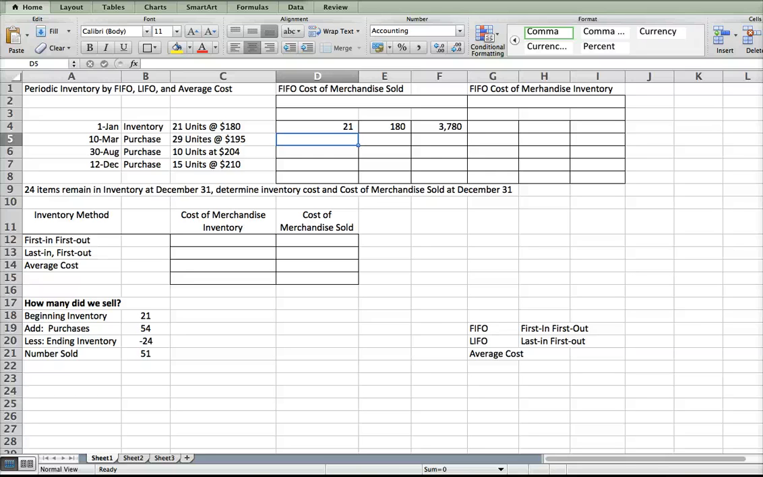Now let's look at 29. I need 30 more units, so all 29 of these have also been sold. Alright, that gives me 50 units, right? So 21 plus 29 is 50. So I need one more unit. So one of these units was sold, and that was at $204.